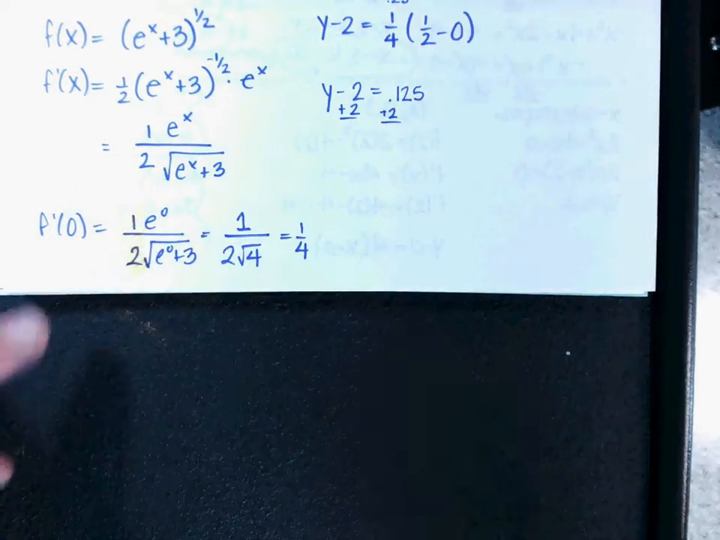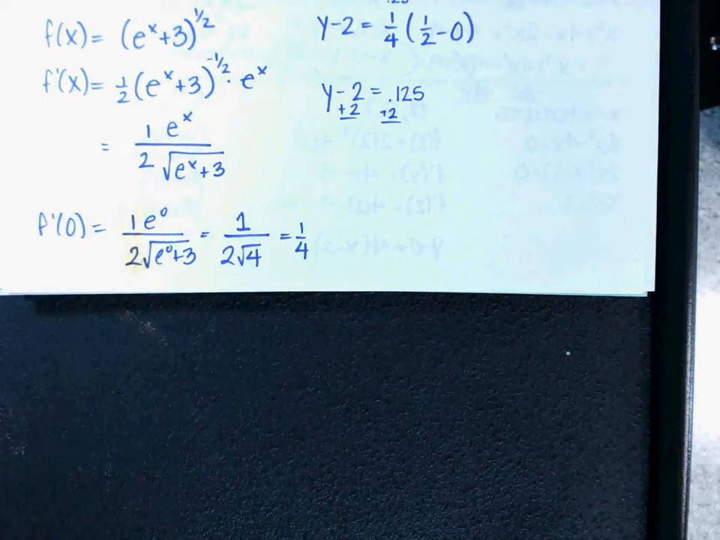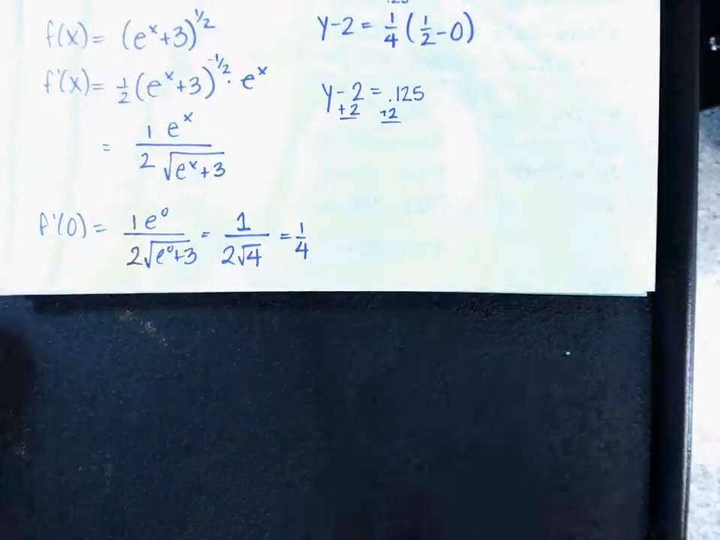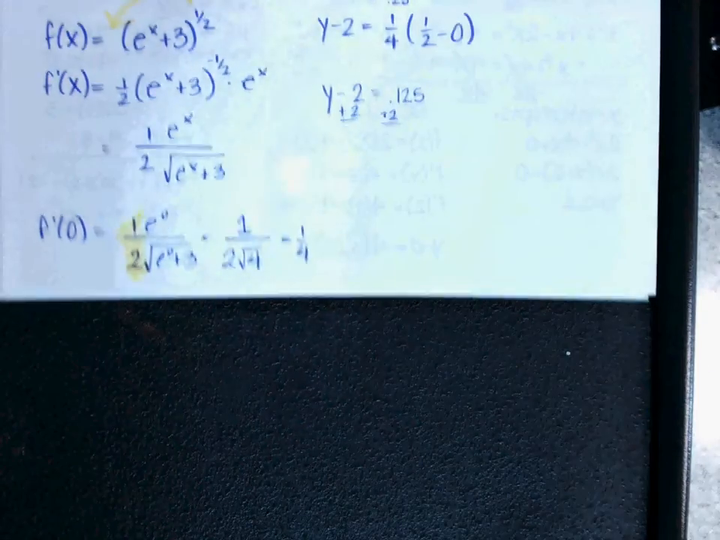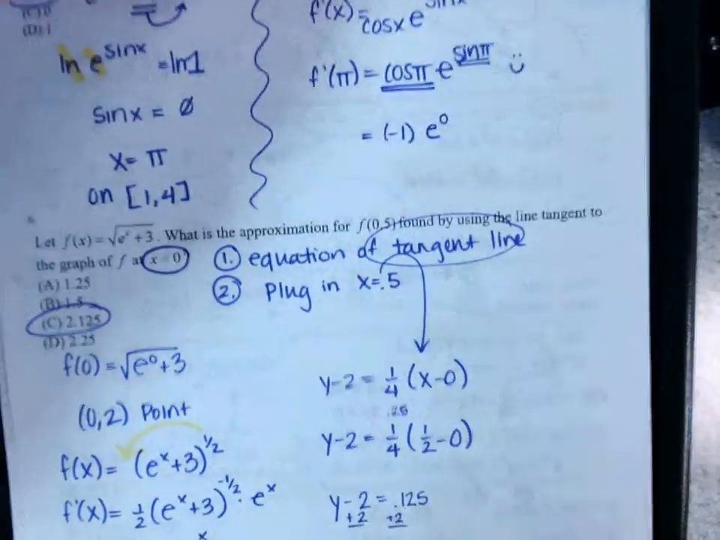Because you have your half, and then your e to the x stays on top. You got it? Okay, cool. So it should have been C. Okay. All right, turn the page.